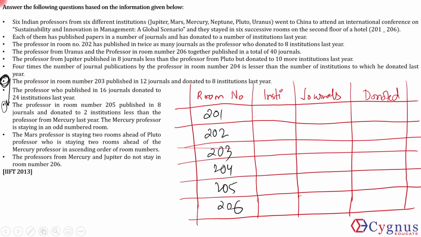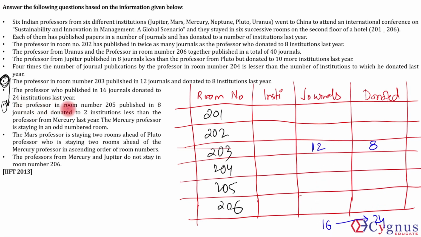The professor in room number 203 published in 12 journals. 203 में जो है he published in 12 journals and donated to 8 institutes. Very good. The professor who published in 16 journals donated to 24 institutes. So जिसने भी 16 journals publish किया है he donated to 24 institutes. किसने 16 journals publish किए हैं वो अभी नहीं पता, so we'll have a look at it later.